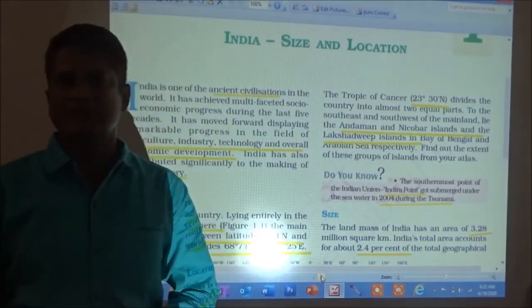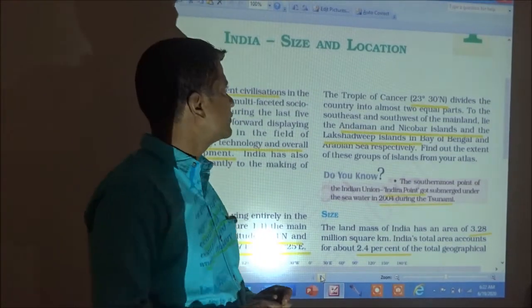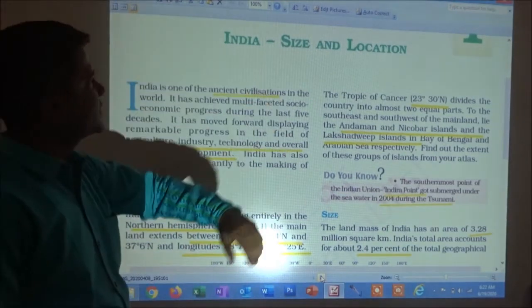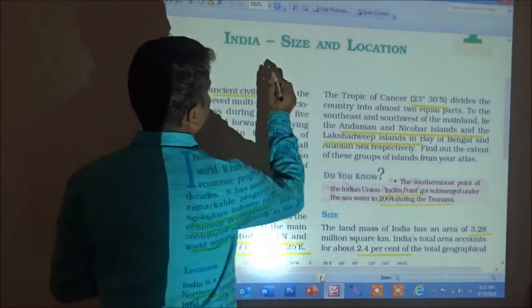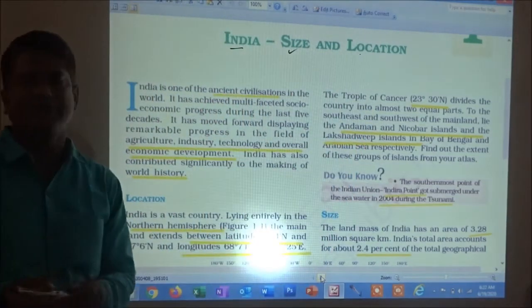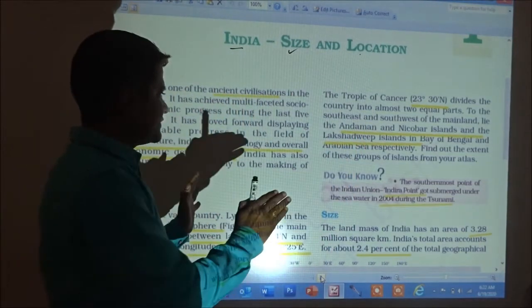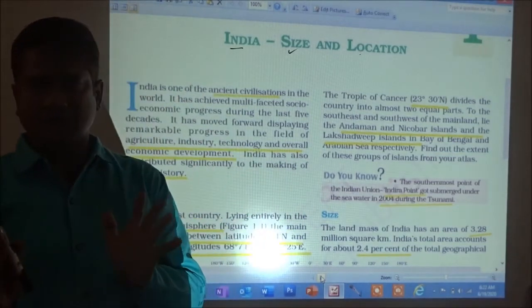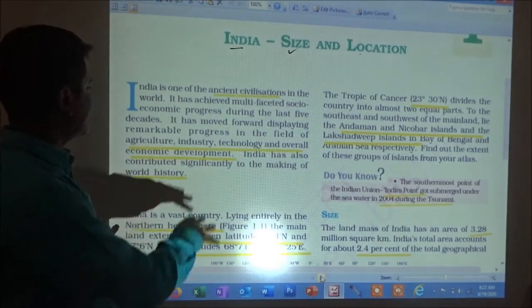Today in social science class, I, Kishore Singh Chauhan, am going to teach you the very first chapter of geography, and the title of this chapter is India, Size and Location. In this chapter we will discuss 5 subtopics. This chapter starts with the introduction.